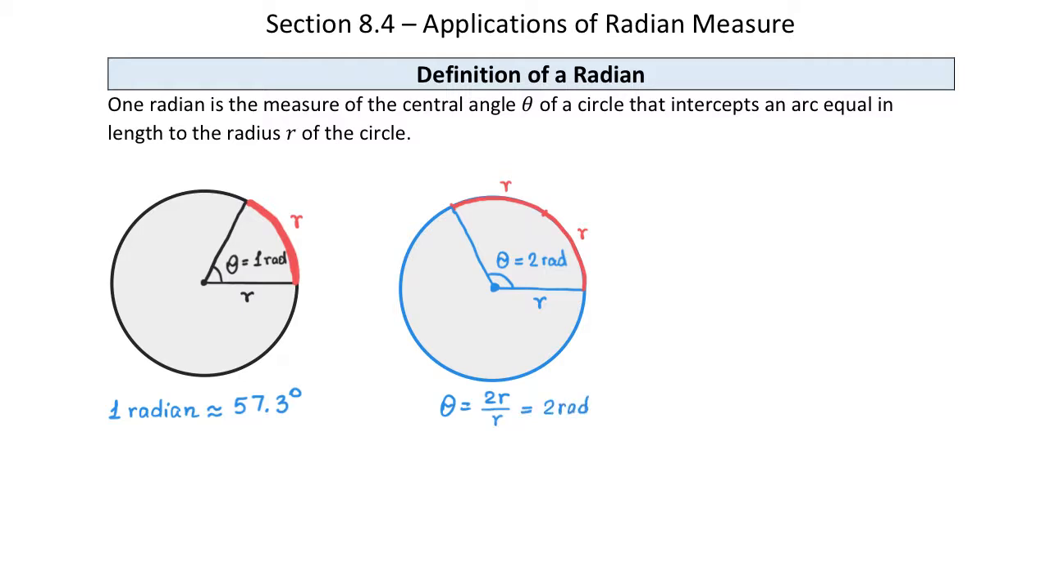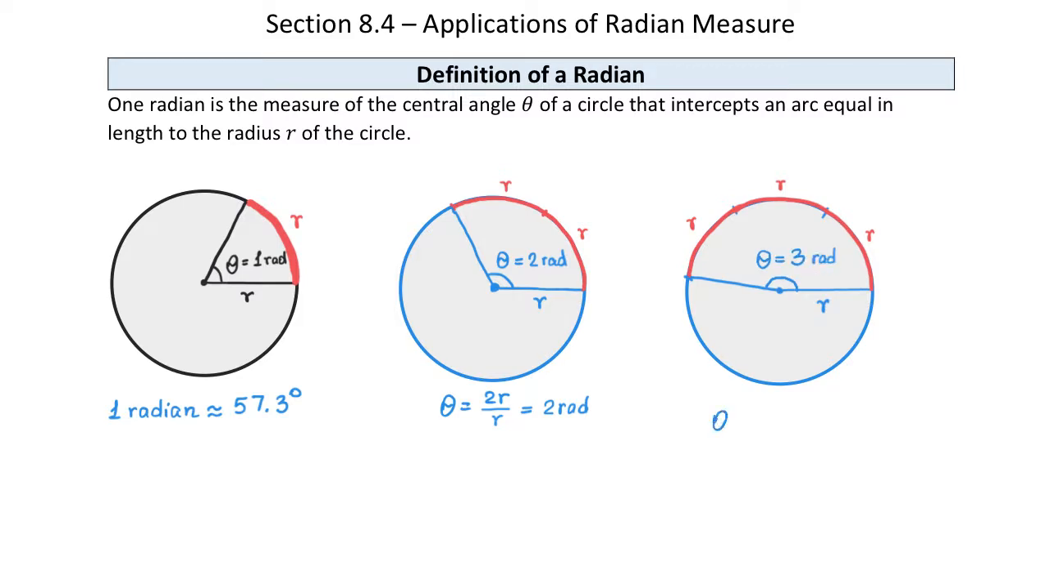Now let's consider one more circle. In this circle we have an arc whose length is 3 times the radius. Then we can say that the measure of angle theta is 3 radians. We can also say that theta can be found by dividing the length of the arc, which is 3r, by the radius r. The r's will cancel, and theta will be equal to 3 radians.